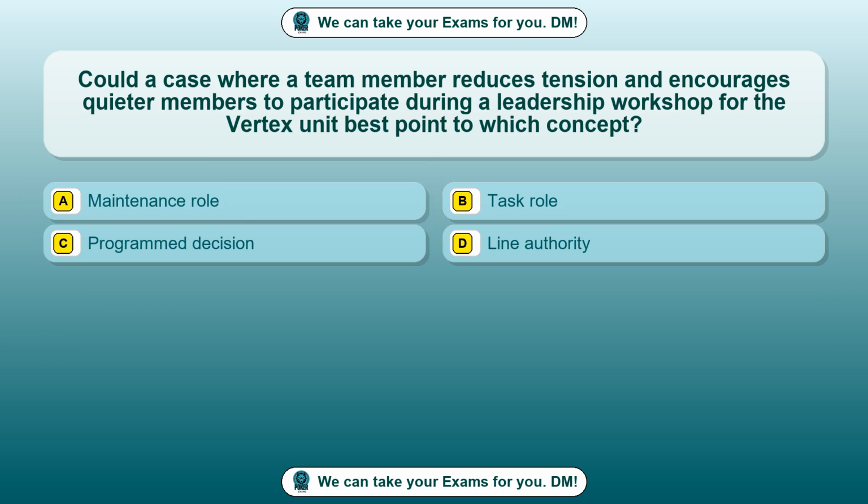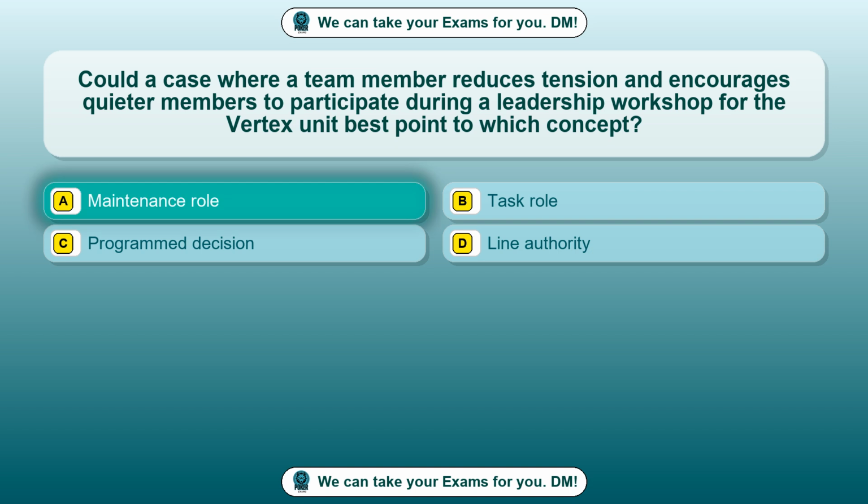Question 22. Could a case where a team member reduces tension and encourages quieter members to participate during a leadership workshop for the Vertex unit best point to which concept? Option A, maintenance role. Option B, task role. Option C, program decision. Option D, line authority. The correct answer is option A, maintenance role.